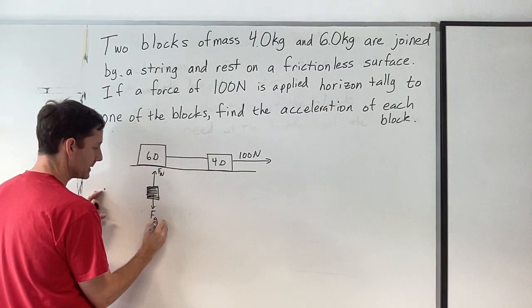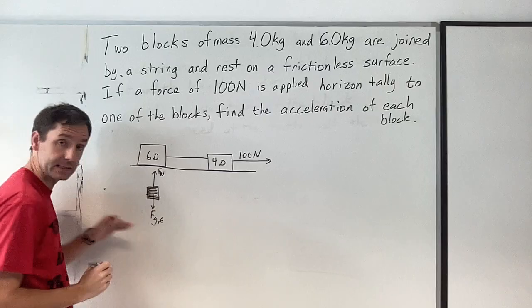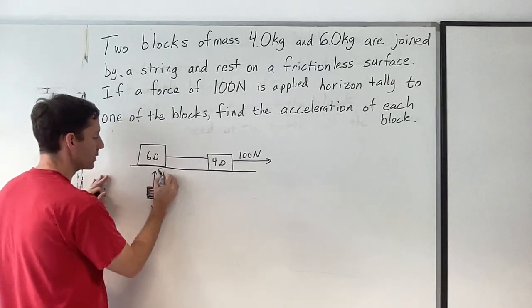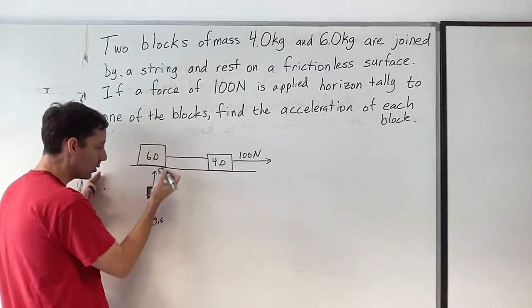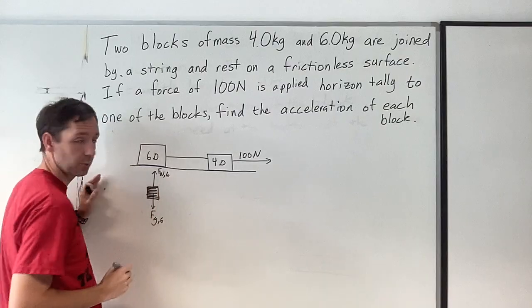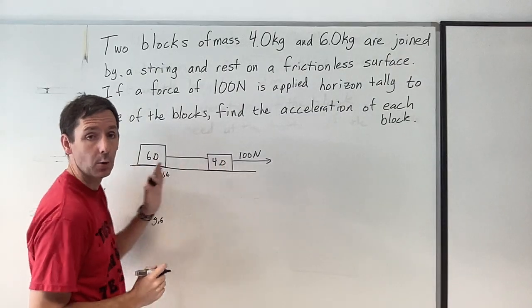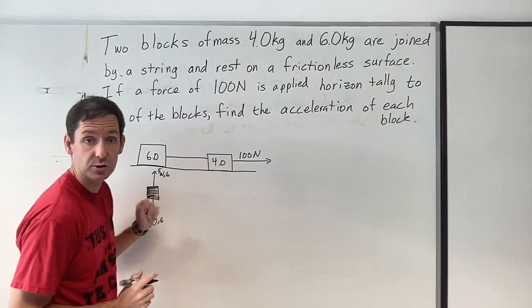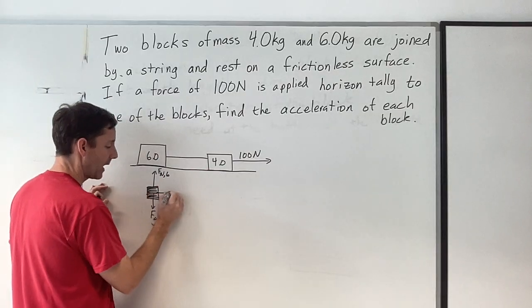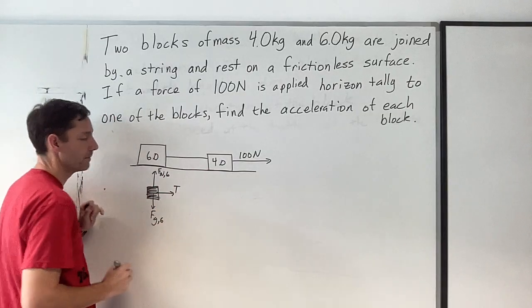Now I'm going to label this as Fg on the 6 kilogram block and the normal force of the table on the 6 kilogram block, right? Because I'm also going to have those same two forces over here, and I want to make sure I identify that those are different. Obviously, I also have the tension, okay?